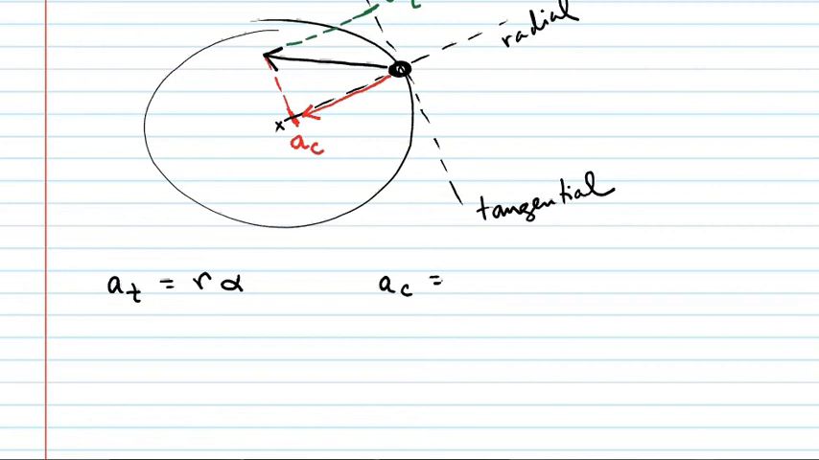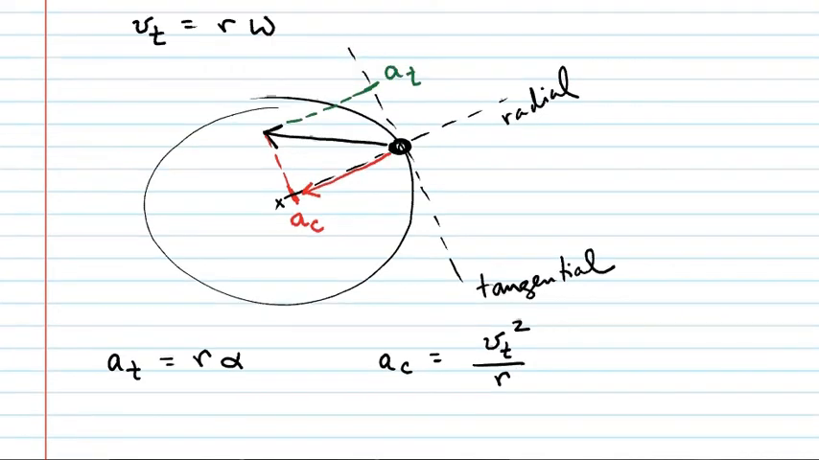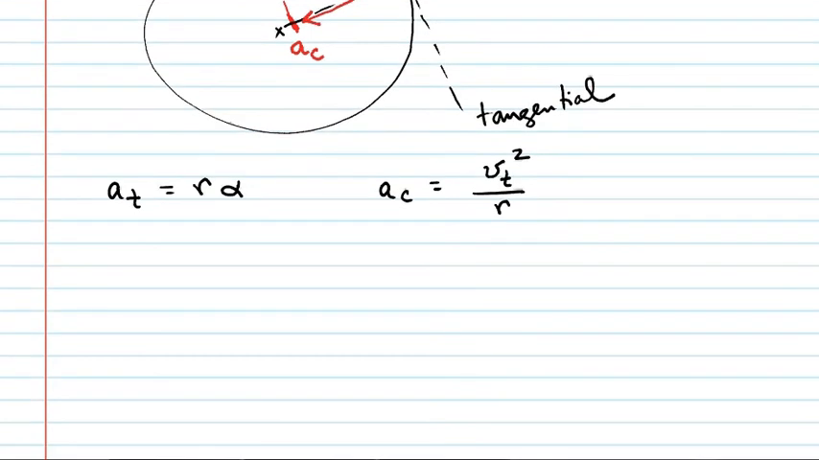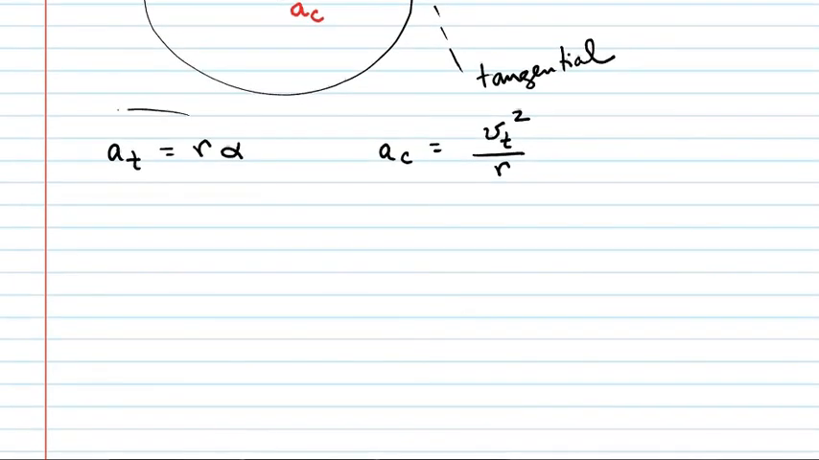But the centripetal acceleration is a little more complicated, or it's certainly different. That is equal to the tangential velocity squared divided by the distance to the axis of rotation. So two different formulas for the components of the acceleration. One continues the pattern: the angular quantity times the r is going to give the linear quantity. The other one, however, just totally breaks that pattern.